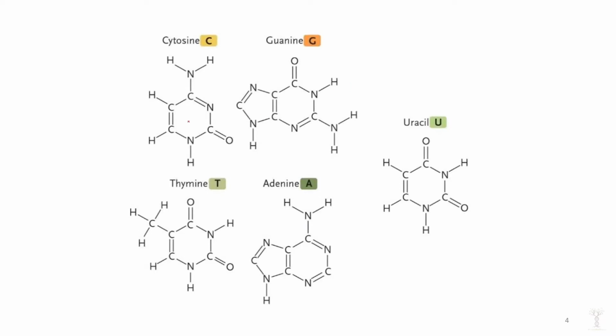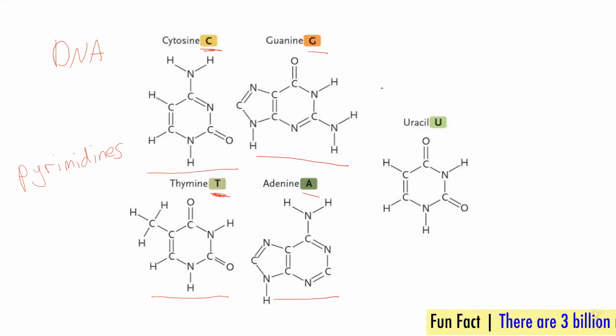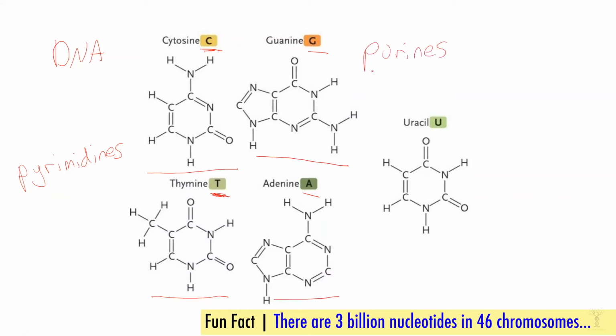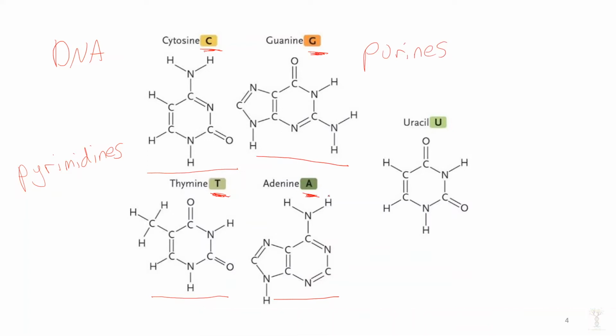This slide is showing the five different nucleotides. There are a few things that are important here. When we look at the DNA nucleotides, DNA will be composed of cytosine, guanine, thymine, and adenine. When we look at these nucleotides, you can see that two of them are single ringed structures. They are called pyrimidines. The single ringed nucleotides are cytosine and thymine. Two of the nucleotides are double ringed structures, and they are called purines. The purines are guanine and adenine.